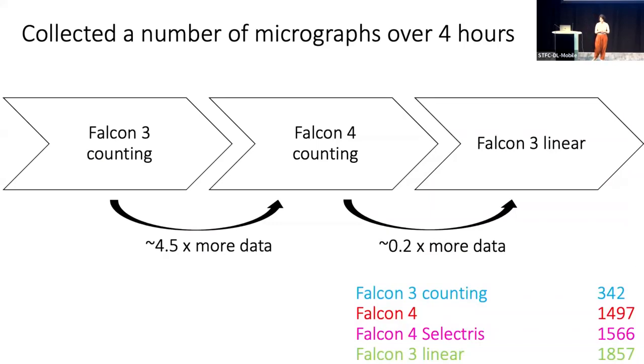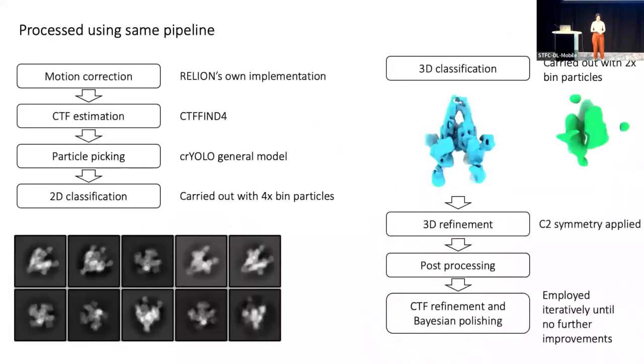And for those of you in the audience who've used the Falcon 3 and a Falcon 4, this is going to come as no surprise. Falcon 3 counting, we see about 4.5 times more data moving from Falcon 3 to Falcon 4 in this experiment. So the difference between those generations of detectors is pretty huge. Ironically, by the time you've got fringe-free and AFIS on there, the Falcon 3 linear actually does produce the most amount of data in terms of sheer micrographs, but I'll come back to later why, if you've got a preference, you'd probably still want to go for the Falcon 4.